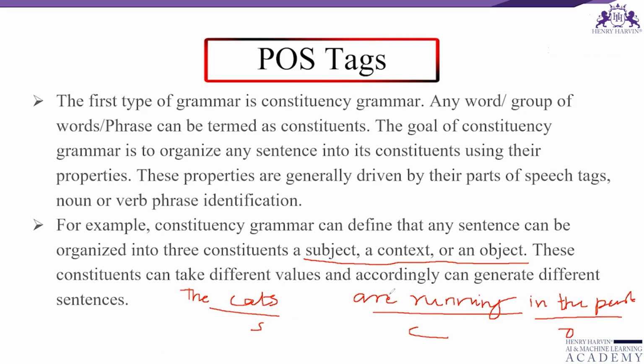Another way to look at constituency grammar is to define it in terms of part-of-speech tags, say a grammar structure containing a determiner, noun, adjective, verb, preposition, determiner, noun. This corresponds to the same sentence. If you write the same sentence, the cats are running in the park, we can say that the cats is basically the noun, and running is basically the verb. And in the park is again going to be noun. So this is what we are dealing with.